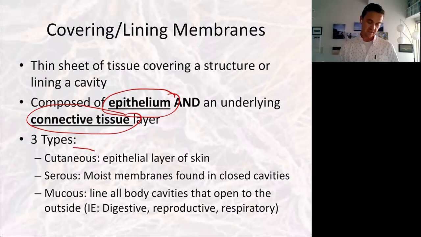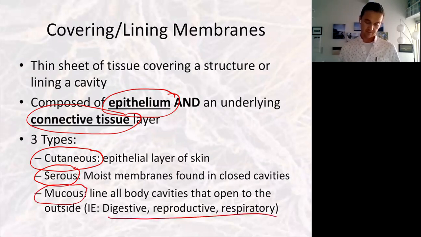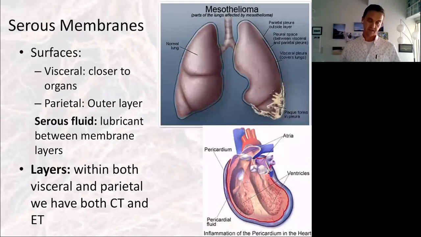There's what's called the cutaneous, which is our skin. There's the serous, which are these moist membranes that line closed cavities. And we'll talk about those a little more in a sec. And then mucous membranes. And these line all body cavities that open up to the outside. There's the examples there. Okay, so let's look at those serous membranes in a little bit more detail.